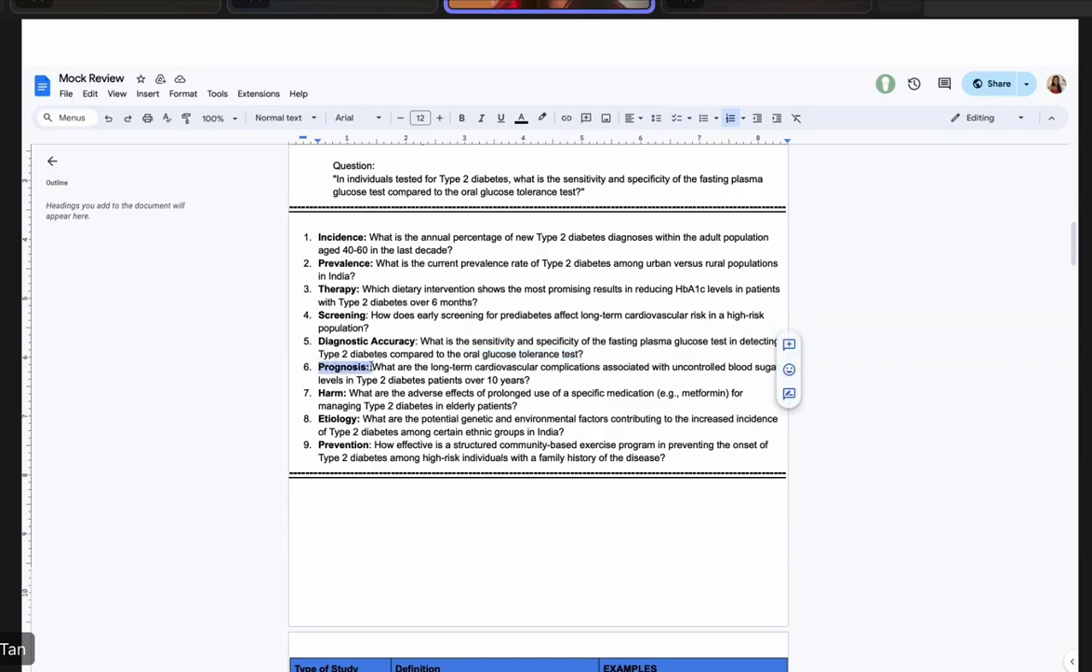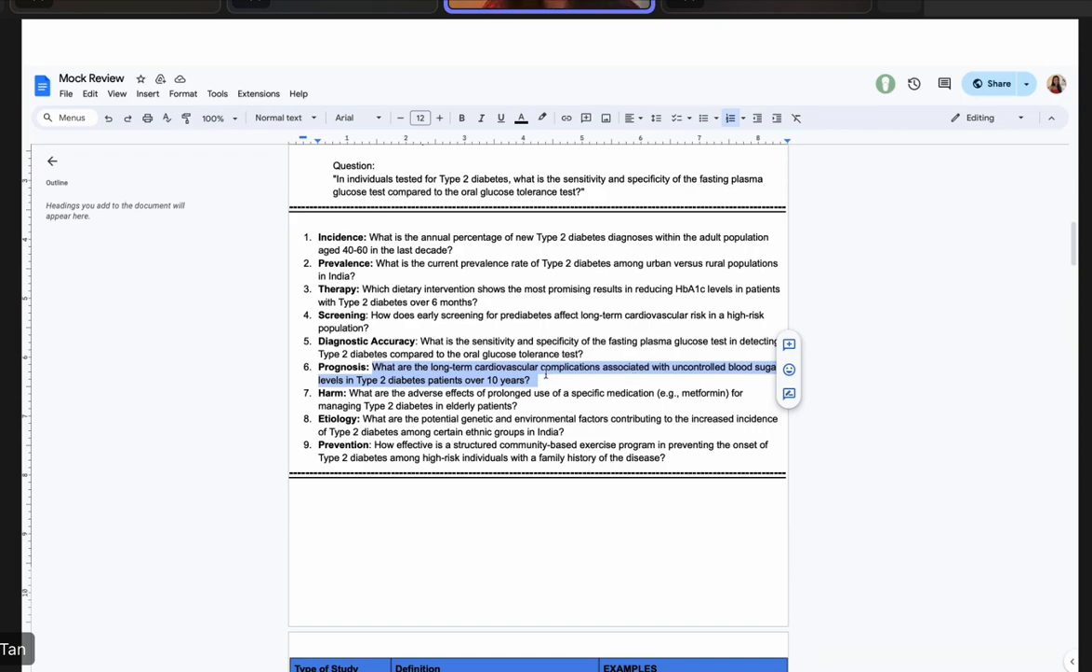And prognosis. Now, this is looking into the future. So, what are the long-term cardiovascular complications associated with uncontrolled blood sugar levels in type 2 diabetes patients over 10 years? Prognosis is kind of like looking at certain parameters or characteristics of a patient that they have at this point in time, and you can associate it with their potential outcomes in the future. So a good prognosis, for example, would be, oh, their blood sugar level is controlled better. And a bad prognosis would be, it's not.